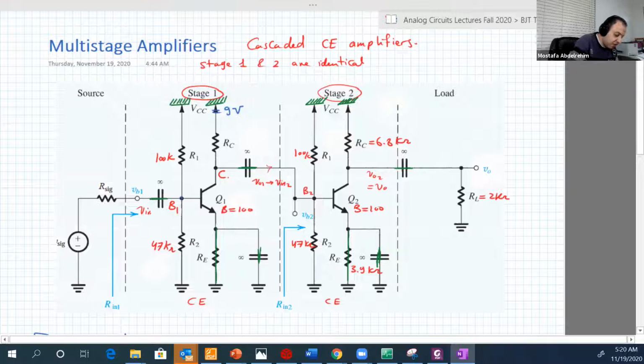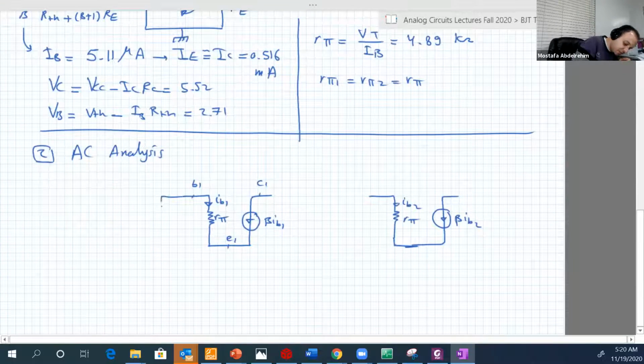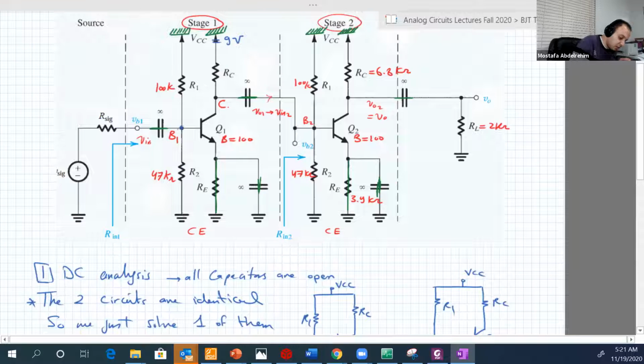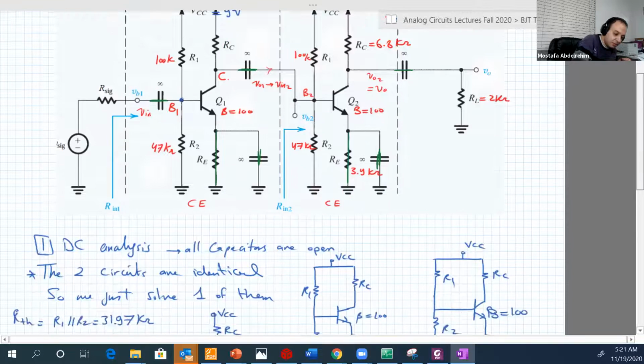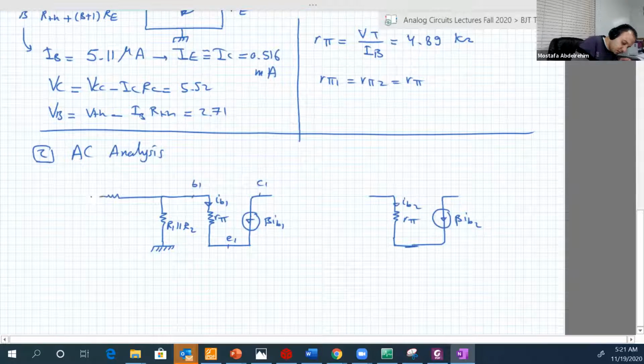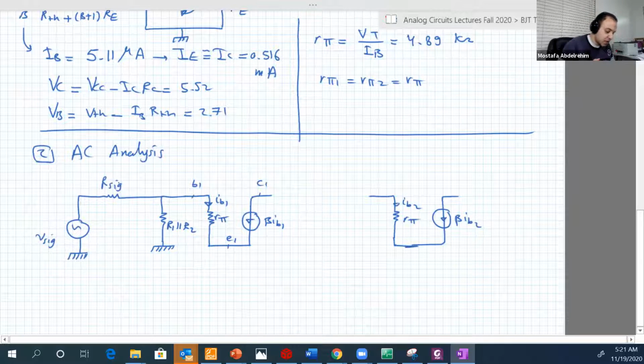Between base 1 and the ground, we have R1, we have R2. Actually, R1 and R2 are parallel now because in EC, parallel means they are connected with the same two terminals: terminal 1 and terminal 2. So they are connected with the same terminal here and also the same terminal, which is the ground, the other terminal. So we have here R1 parallel R2. What else? Also, B1 is connected to R signal and V signal. And that's it for base 1.